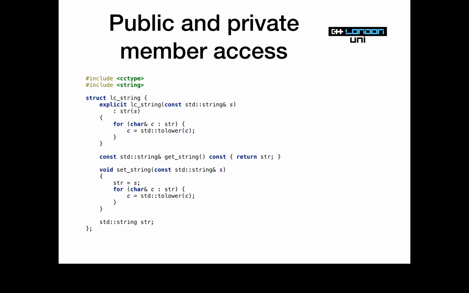Just to go back to that const function again. So is the end const stopping the str from changing? Exactly that, yeah. This end const means that this is a read-only function. So if we have a const LCString object, we can only call these read-only functions, only call the const member functions. So it means effectively that within a const instance of this struct, all of its members are const as well.